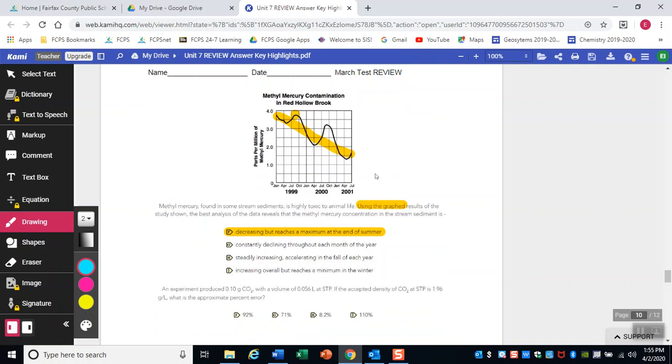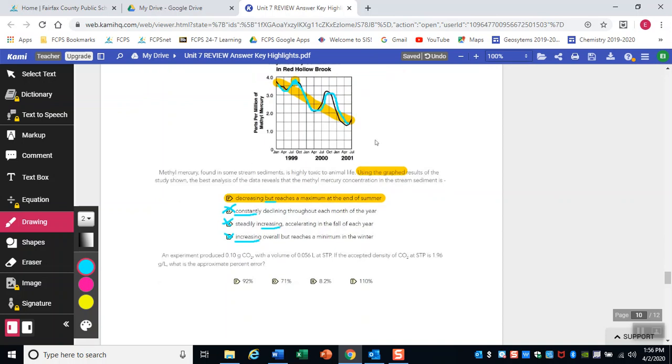So this fits. Constantly declining, no, because it's going up and down, right? So it's not constantly, and that's why that is out. This says increasing, so that's why that's out. And this says increasing, so that is out. So it's decreasing, but it reaches a maximum rate at the end of summer. So the end of summer is like August, right? So here's the maximum in the summer. And yes, that fits. All right, so F is your best answer.